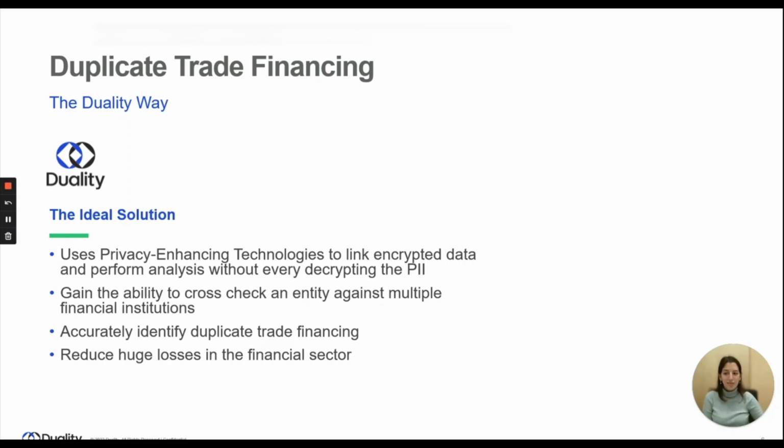The Duality way. By using Duality, we can use privacy-enhancing technologies to link encrypted data and perform analysis without ever decrypting the PII. This helps us gain the ability to cross-check an entity against multiple financial institutions and to accurately identify duplicate trade financing. This will reduce huge losses in the financial sector.